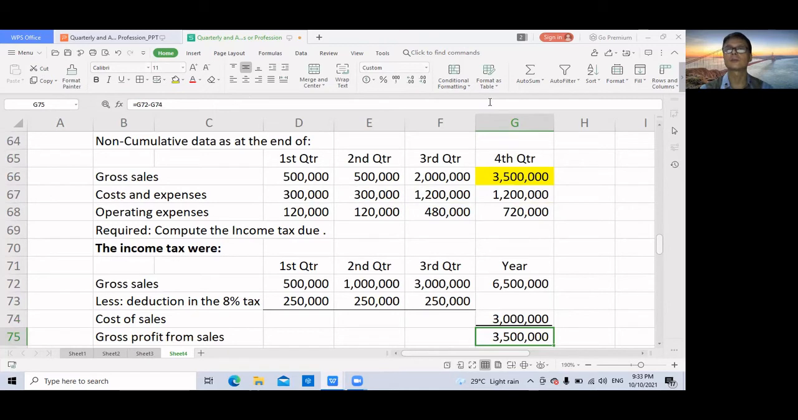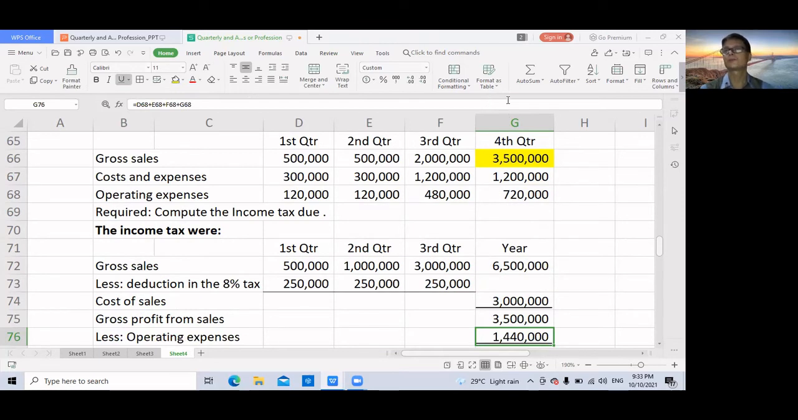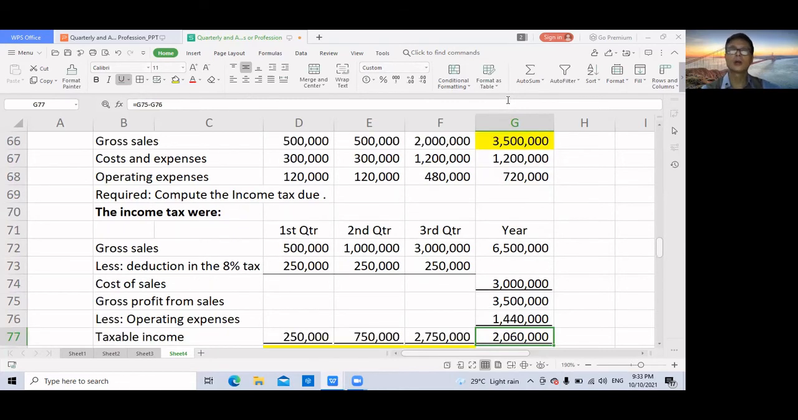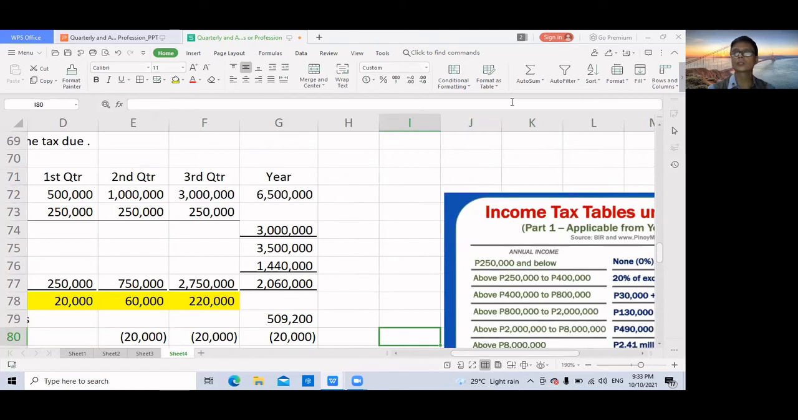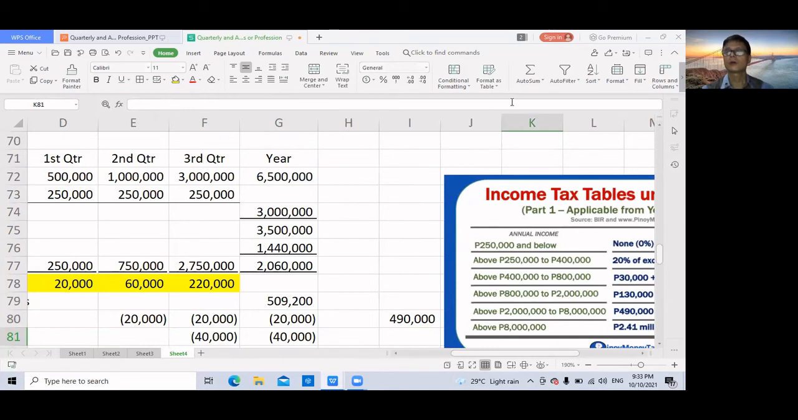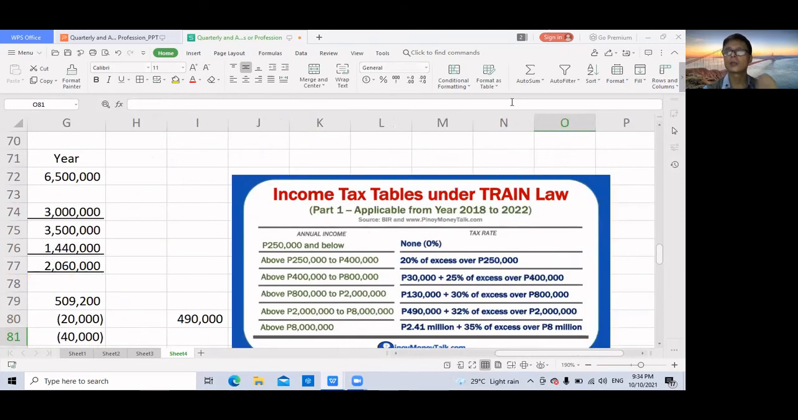So meron siyang 3.5 after deducting it from the gross sales. Now, yung operating expenses was obtained also by adding first, second, third, and fourth quarter operating expenses. So for a total of 1,440,000. So you'll have yung taxable income na 2,060,000. Now, 2,060,000 kukunin mo dito sa graduated tax table. So saan siya nakapaloob? Doon sa above 2 million but not over 8 million. So meron siyang automatic tax na 490,000.